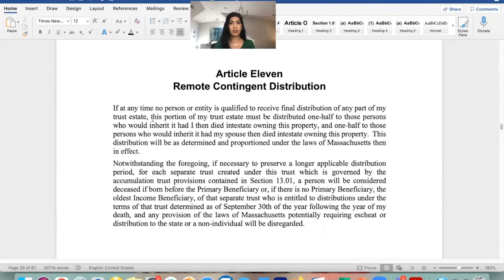Article 11 is talking about that remote contingent, that worst case scenario, that everyone that you've named has passed away. So if you're married, your spouse has passed away. Your child or children have passed away. Your children don't have grandchildren. Everyone is gone. It's remote.